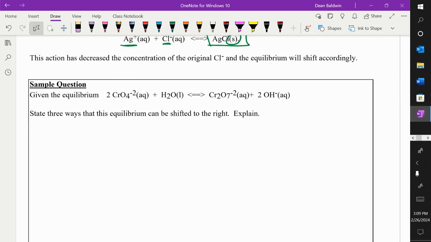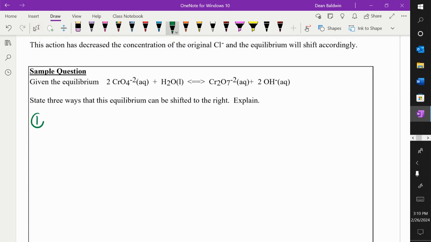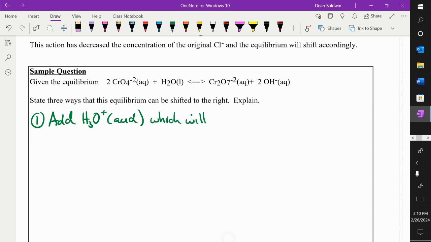Now I can ask you a question like this. Give me 3 ways you can shift this equilibrium to the right. We have no idea about temperature, so we have no delta H information. So what's one way I can shift it to the right? Oh, okay, yep. Add an acid. So add H3O+, which is an acid, which will decrease the concentration of OH minus, therefore shift right. Okay, that makes sense so far? Right, we want to get rid of this so we can pull the reaction this way.